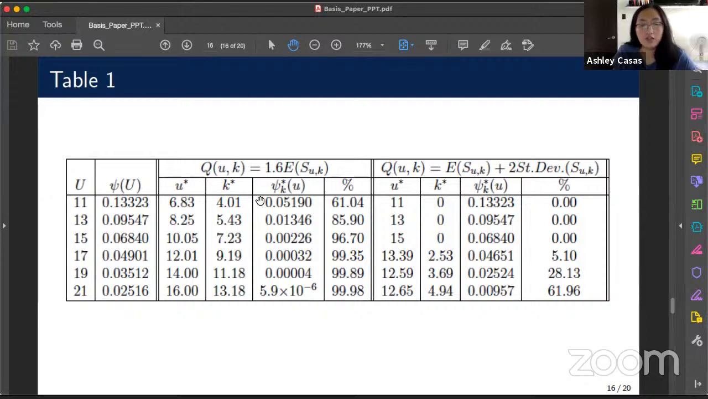And when the reinsurance premium is calculated using the same value of U, we find that the reinsurance premium, though it's not shown here, but in the paper they were able to find that the reinsurance premium exceeds the initial capital 11. So they didn't need to pay for reinsurance.